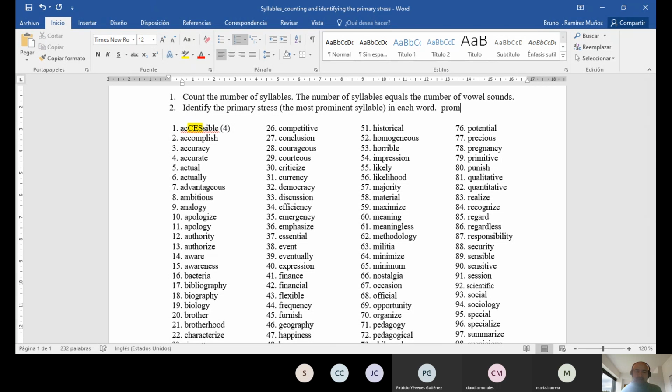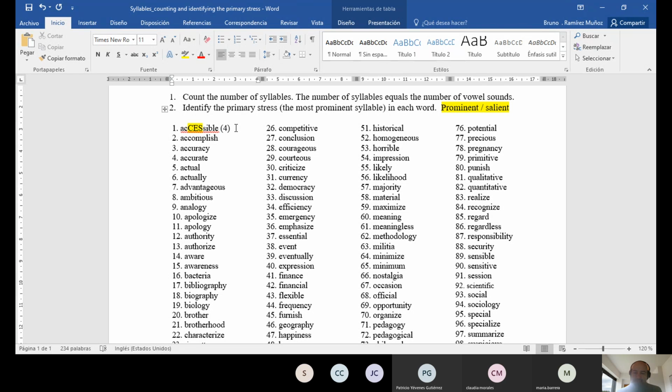Okay, the stressed syllable, or the most prominent syllable, or the most salient syllable, because prominent and salient means that they are louder, or they are longer, right? Or they have a higher pitch. That's why they're going to carry the primary stress. The second syllable is the stressed syllable.